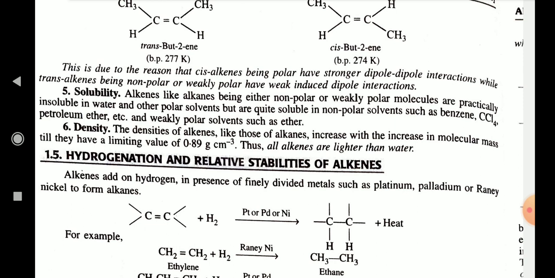Sixth is density. The density of alkenes like those of alkanes increases with the increase in molecular mass till they have a limiting value of 0.89 gram per centimeter cube. Thus all alkenes are lighter than water.